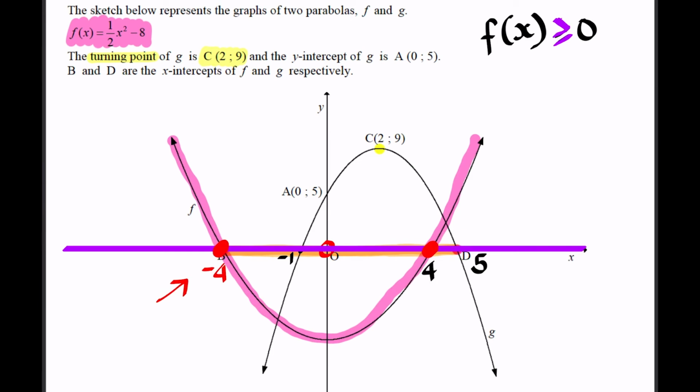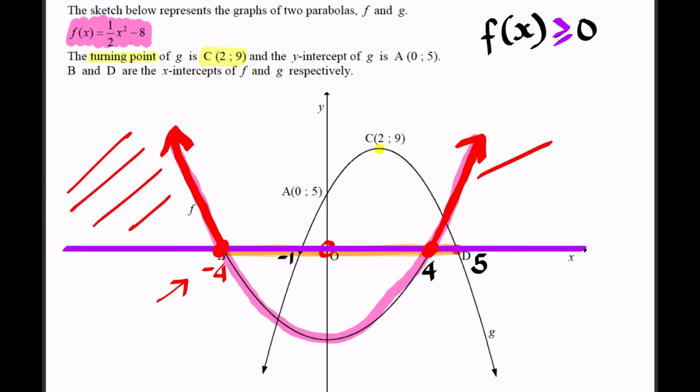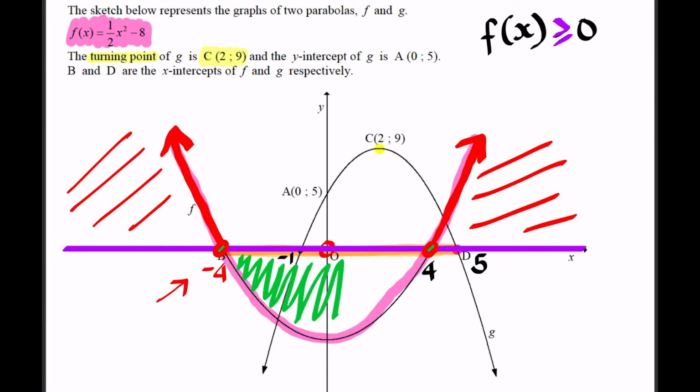So where would it be greater than 0? Greater than 0 will be everything above that x-axis. So what does that mean? That means it's all of these values above the x-axis. I'm going to color in green where this graph would be less than or equal to 0. So it would still be at the minus 4 and the 4, but less than 0 would be below the x-axis.